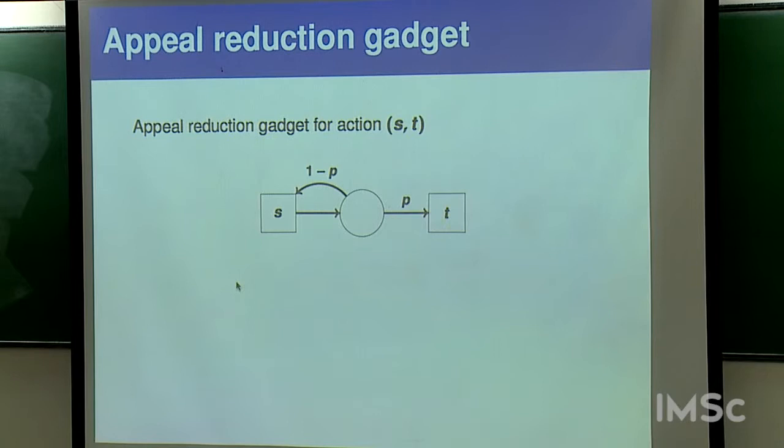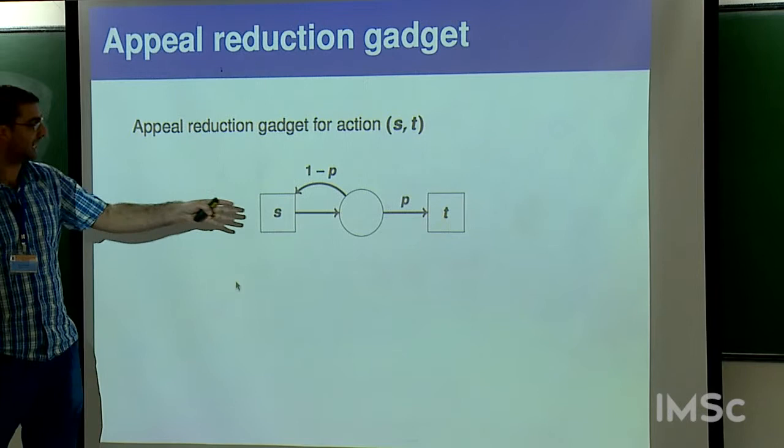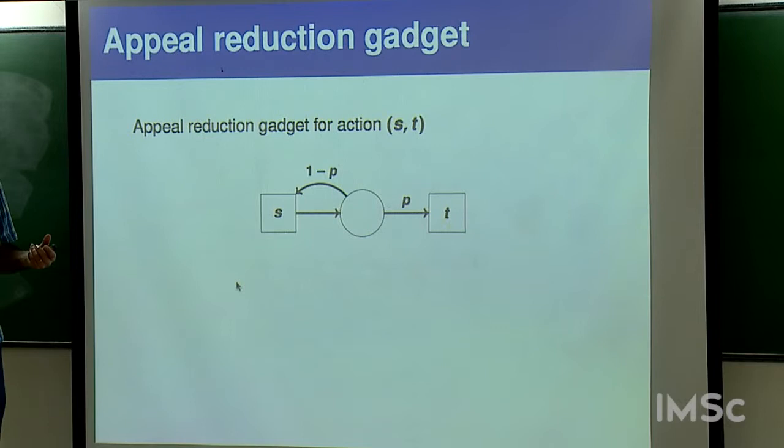I'll explain a simplified version of the appeal reduction gadget, just to give you the basic idea. It's really simple. You want appeal reduction for the action that takes you from S to T. You shove a random node in between, and we're going to control the appeal reduction with the probabilities on the outgoing edges from this random node.